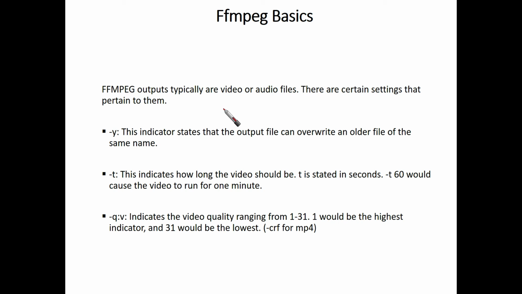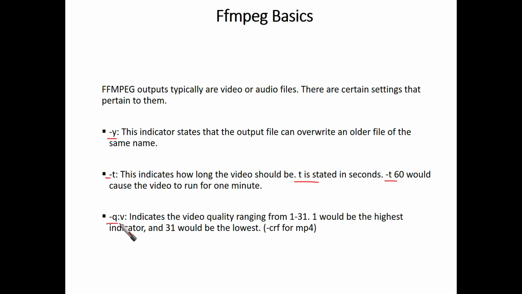ffmpeg outputs are typically video or audio files. For example, this option indicates that an output file can overwrite an older file. -y means yes, you just overwrite the file. This option indicates how long the video should be. The t is stated in seconds, so for example, a 1 minute video.